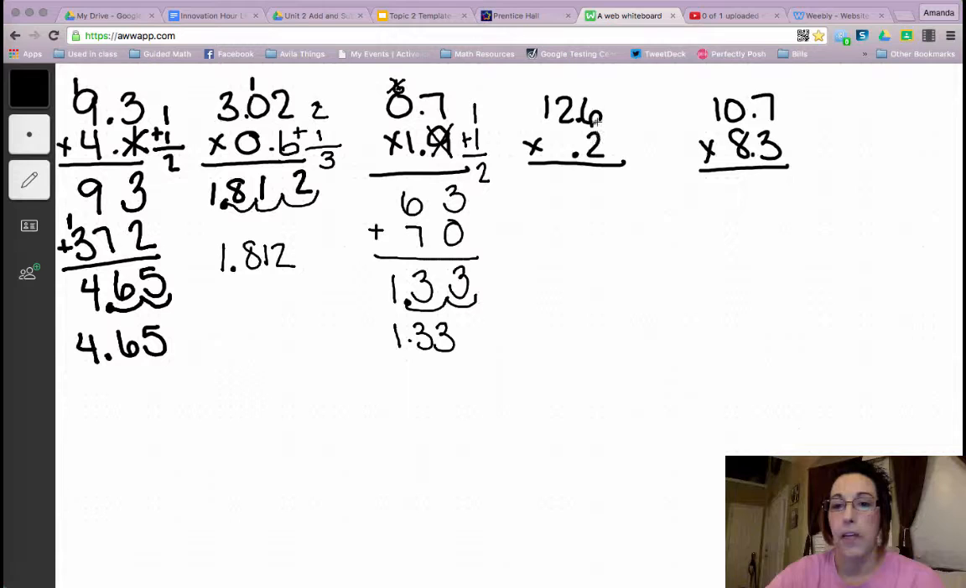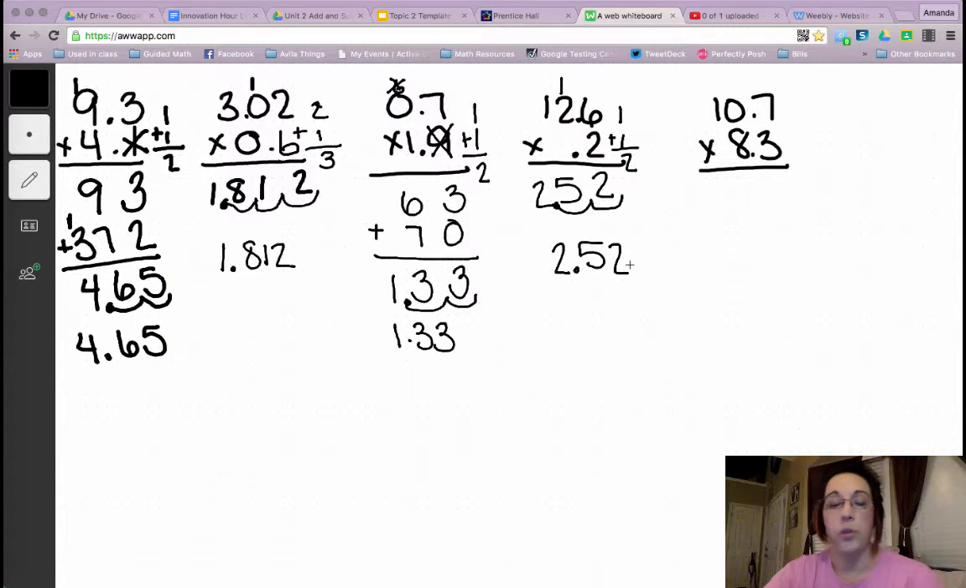Next problem. 6 times 2 is 12. 2 times 2 is 4 plus 1 is 5. 2 times 1 is 2. Count our decimals. 1, 1. 1 plus 1 is 2. So over 1 over 2, we get 2 and 52 hundredths.